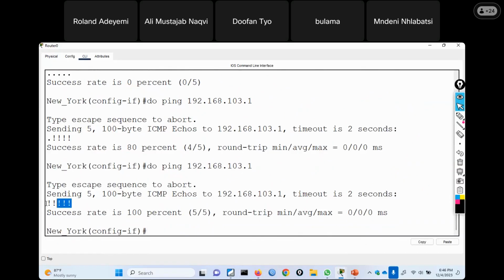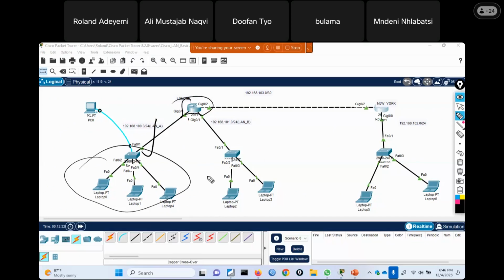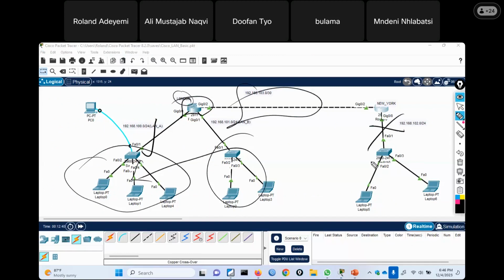For those that don't know, the sign of successful connectivity on a router is the exclamation mark. That's what you see there. Now, look at where we are. London router is directly connected to this network. It can reach everybody here. It can help people here to talk to people here. It's also directly connected to this network. But London router does not know about this LAN. When we did static route, we were the one informing London router about this network address and the subnet mask and say forward it to this router.